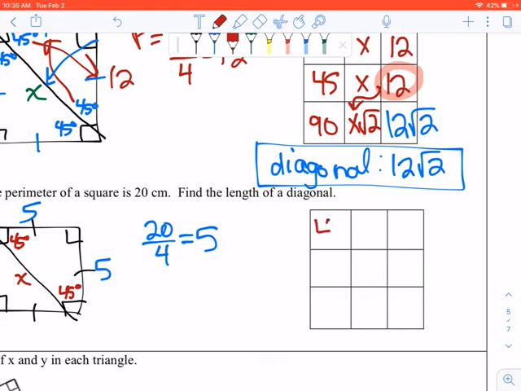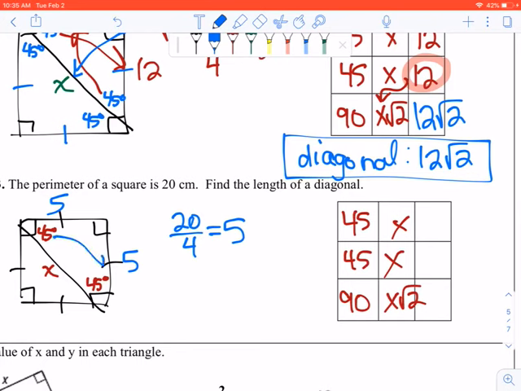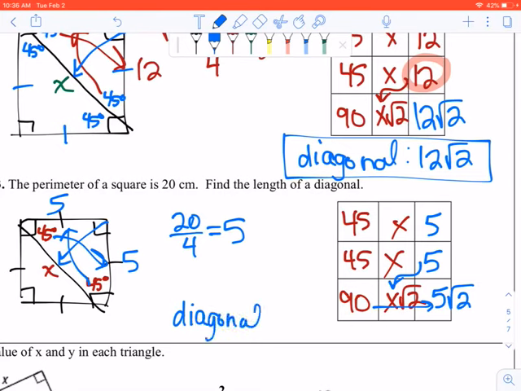Now let's fill out our chart. So we have a 45, 45, 90, and then x, x, x root 2. Now in this picture we have across from 45 is the 5. So 5 goes across from 45 in my chart. And then I have x now, so all I need to do is plug in 5 for x. So 5 root 2. And that's the one across from 90, which is what I wanted. Across from 90 is the diagonal. So my diagonal is 5 root 2.